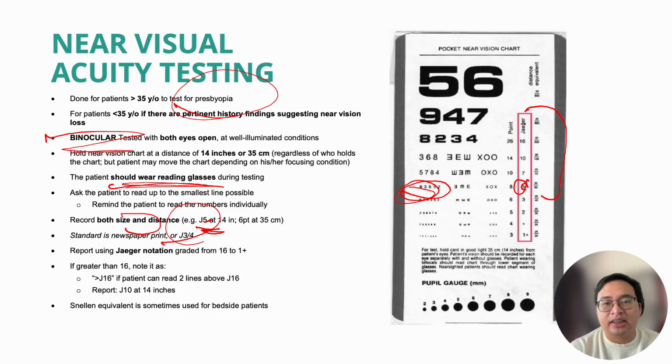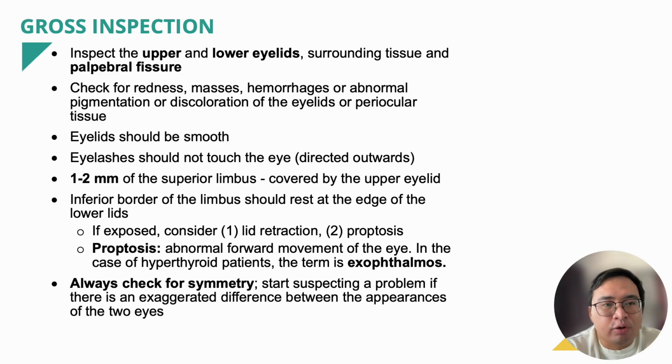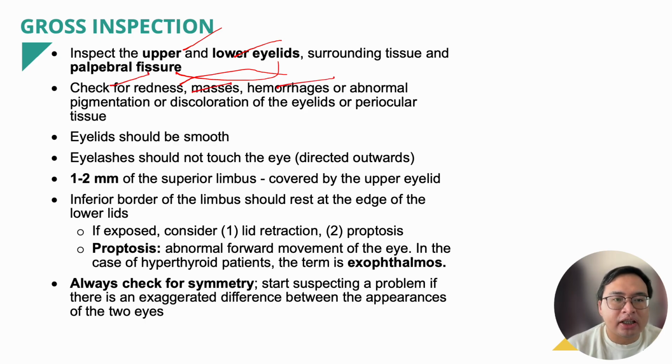Let's proceed now to gross inspection, which is the second step of the basic eye exam. Gross inspection, meaning you look for the gross features, meaning those you could see with the naked eye. So what are you going to check for during your gross inspection? Of course, it involves inspection as well as palpation. So you're going to inspect the upper and lower eyelids as well as the surrounding tissue and the palpebral fissure. We're going to check if there's any redness, masses, hemorrhages, abnormal pigmentation in the eyelids or the periocular tissues.